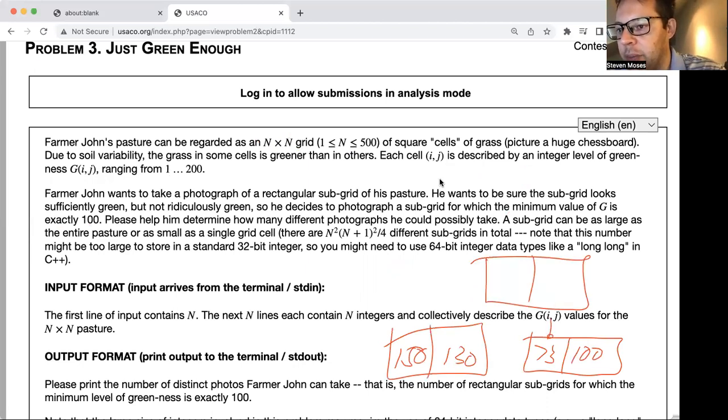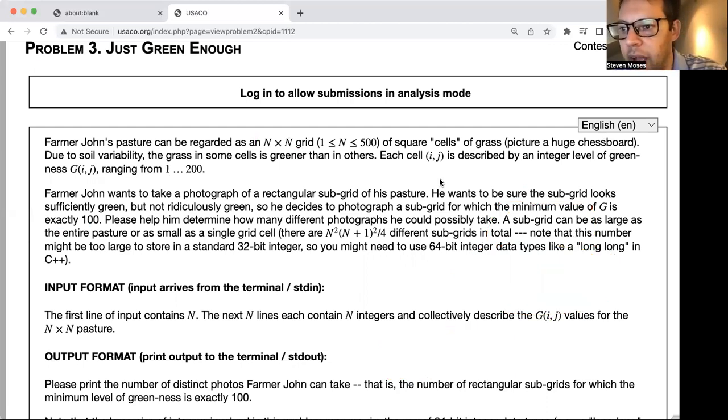If you have a rectangular subgrid that has a 100 and a 110, then this is what you want to photograph. And it doesn't have to just be 1 by 2. It could be any size. But we must have a 100, and then everything in the field must be 100 or higher. And we have to have a 100. So it can't be, again, 120, 130. That's no good. We must have at least 100. Please help him determine how many different photographs he could possibly take.